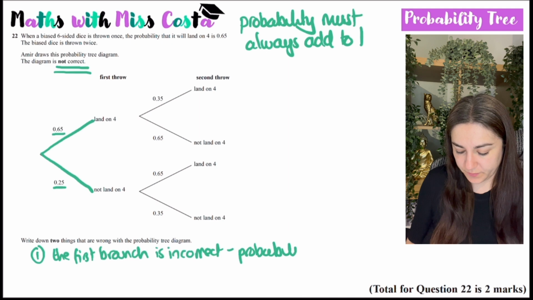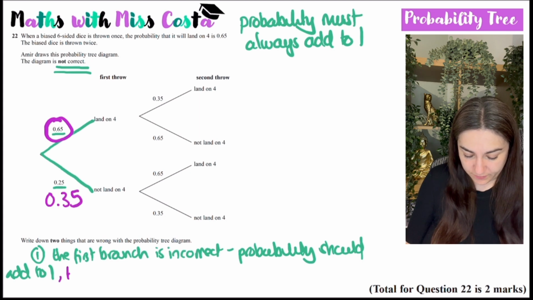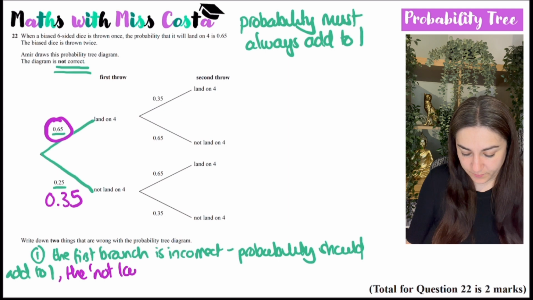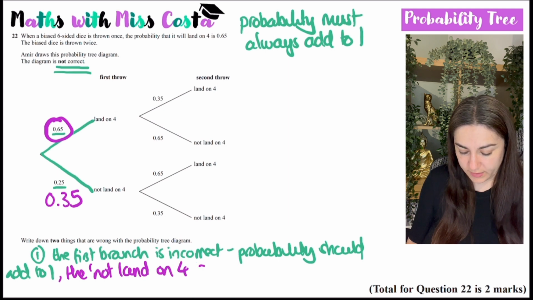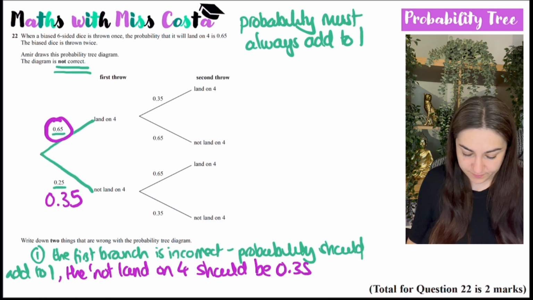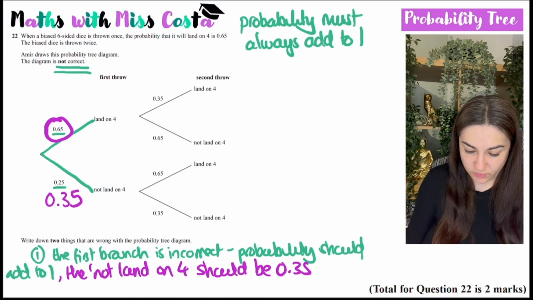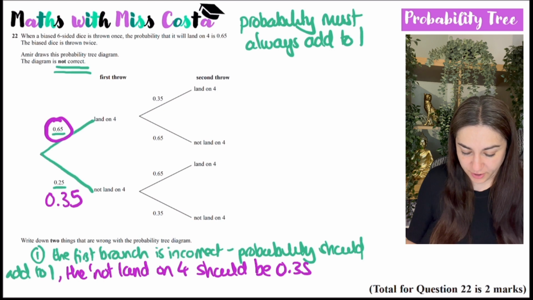Probability should add to 1. So if I know that this is definitely correct, this is going to need to be 0.35. The not land on 4 should be 0.35.